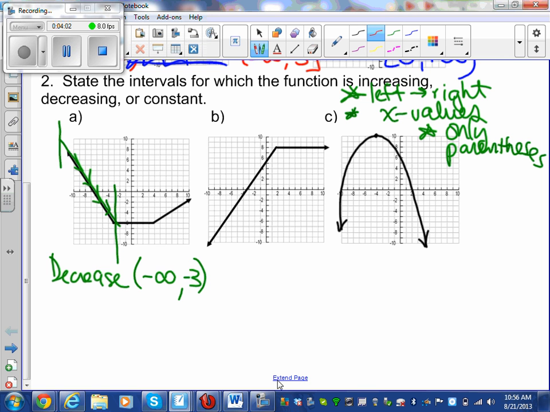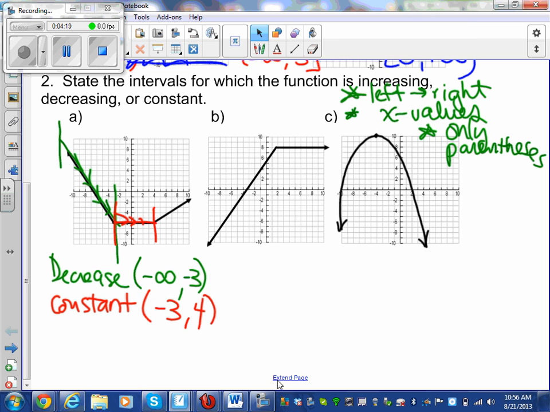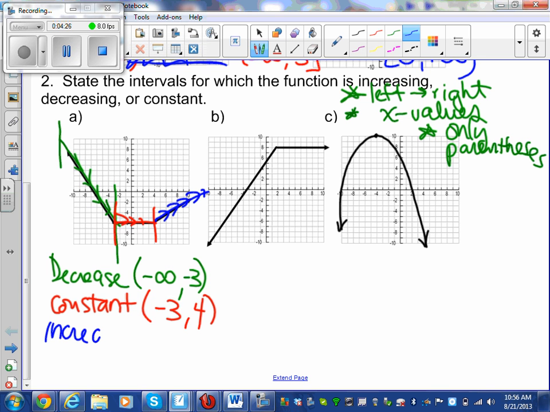Continue moving to the right. Now it is constant. So I'll write that, constant, but I need the interval. I need to say from where to where. From the negative 3 to the 4. Again, make sure you're using x values for this type of problem. Now continue moving to the right. Now you see your graph is going up, so it's increasing. But tell me where it's increasing. From left to right. It's increasing from 4 to positive infinity.